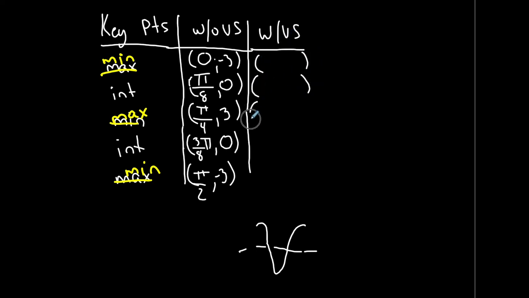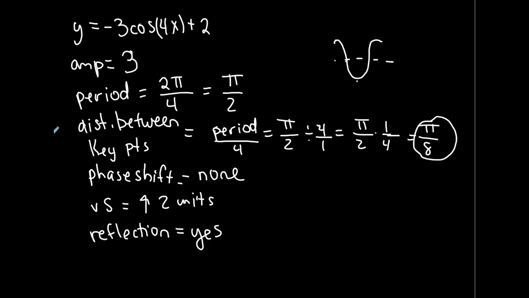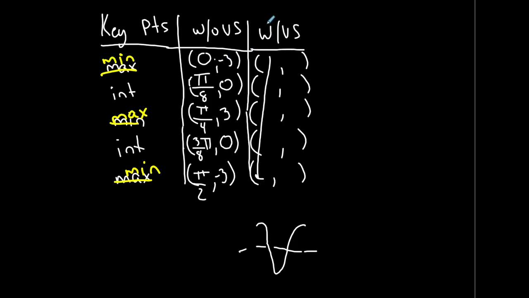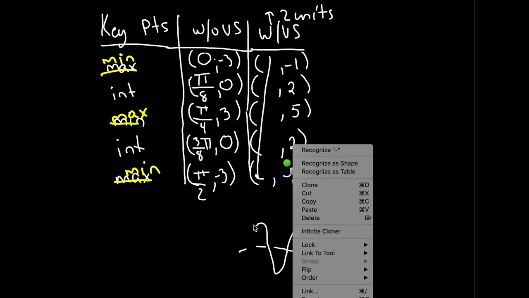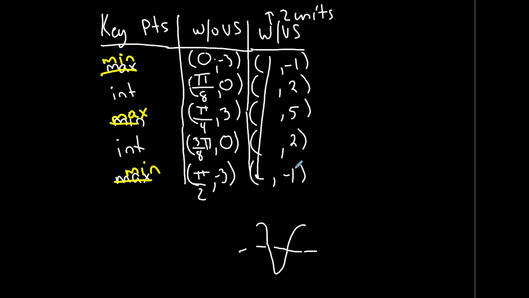Now, this is without the vertical shift. Again, making it very simple, I'll deal without it, and then I'll deal with it just to think about one piece at a time. Again, a vertical shift does not affect an x-coordinate, so those are going to stay the same. It's going to affect the y-coordinates. Now, what was our vertical shift? We said that our vertical shift was up 2 units, adding 2. So that center is now being shifted up 2 units, which means that I'm adding 2 to all of these y-coordinates. Negative 3 plus 2 is negative 1. 0 plus 2 is 2. 3 plus 2 is 5. 0 plus 2 is 2. Negative 3 plus 2 is negative 1. Okay, so now we have all of our ordered pairs that we need with the vertical shift.